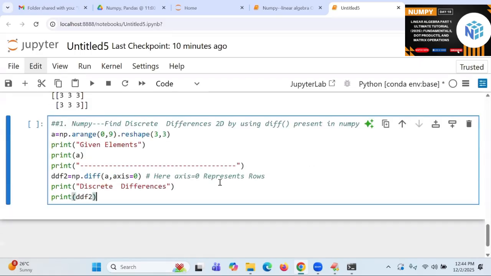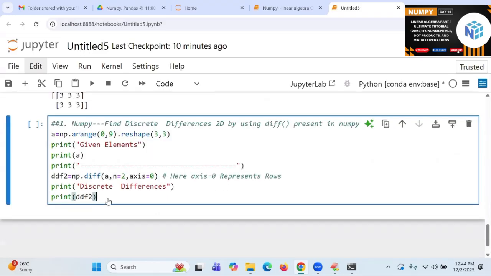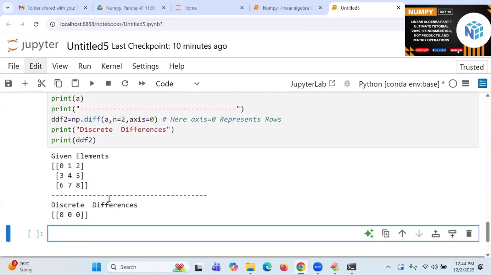Next, go to the discrete differences, 2 times. How do you do that? N is equal to what should I write? N is equal to 2, I will write it. What is the answer now? 3 minus 3, 3 minus 3, 3 minus 3. What is the answer? 0, 0, 0. We got it.